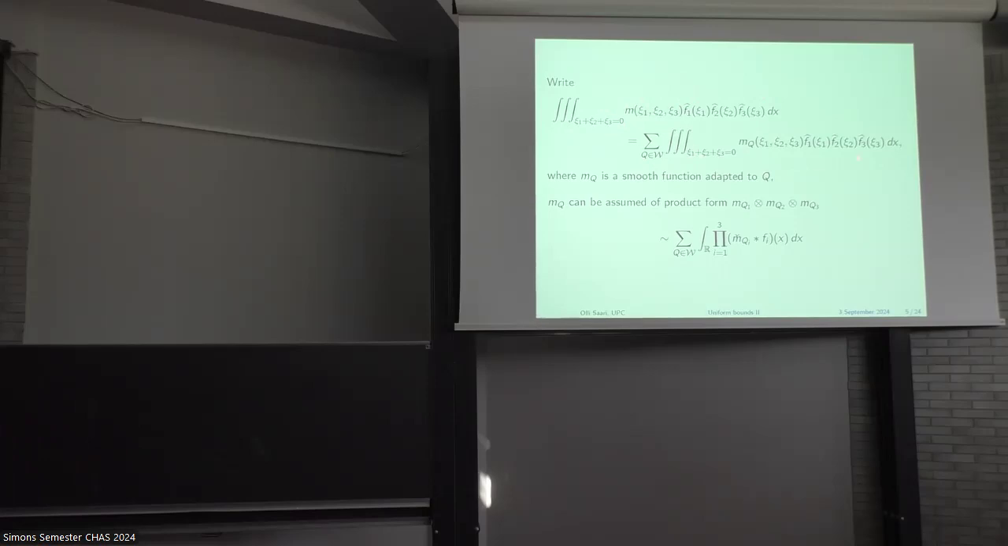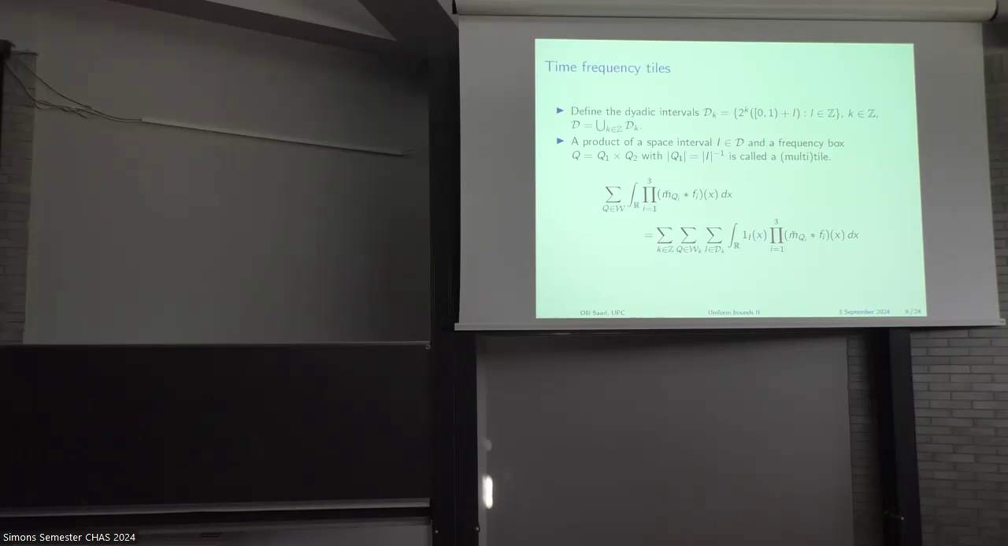And when we undo all the Fourier transforms, we can write this on the spatial side as a sum over all the frequency boxes, integral, and then product of three convolutions. Okay, so now we have decomposed the multiplier in frequency. Then we would like to do the decomposition in time, in space.